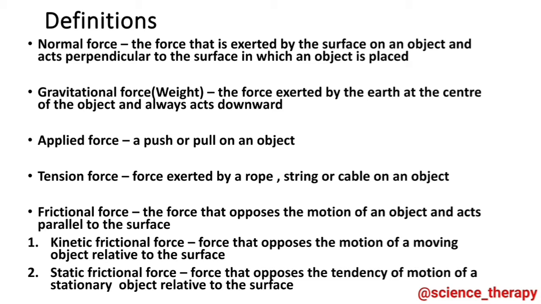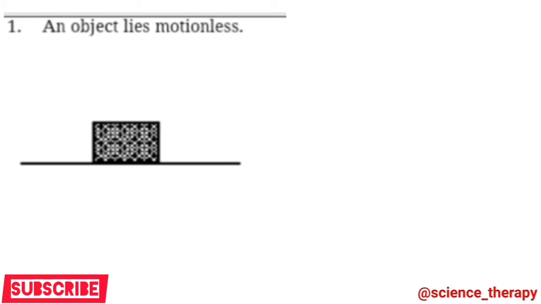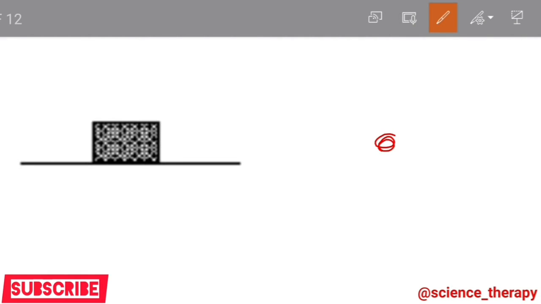Okay, now let's look at the situations that we are given here and start to draw free body diagrams. So number one, we have an object that lies motionless. If an object is lying motionless, we do understand that the object is just placed, it is not moving in any direction, right? So what are the forces that are experienced by this object? Let's check now. It is always advisable to draw the obvious ones. So we know gravitational force is always present there because this object is on earth, and it is experiencing gravitational force.